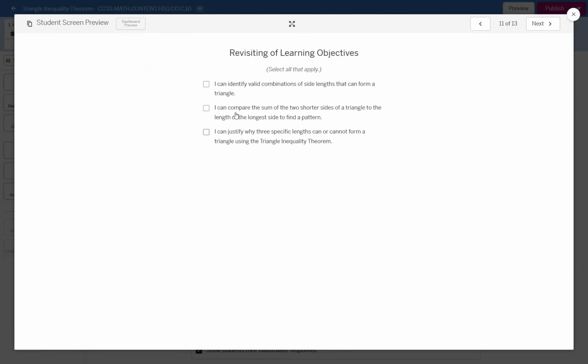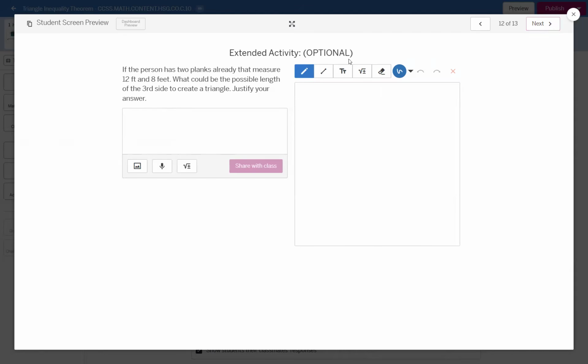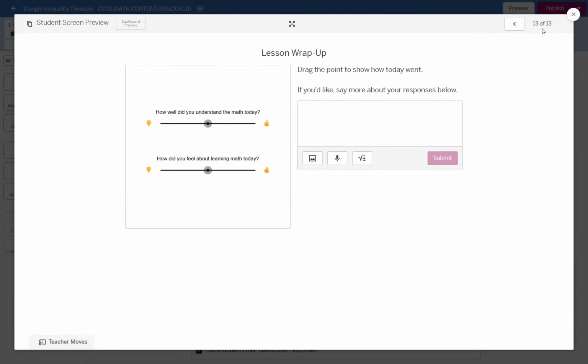Also, we have hit the last part of our lesson, wherein you are going to revisit all the learning objectives to see if you're able to meet all of those. Also, we have the optional problem for you if you would really like to challenge yourself here. And don't forget to wrap up the lesson and share to us what you feel about this lesson.